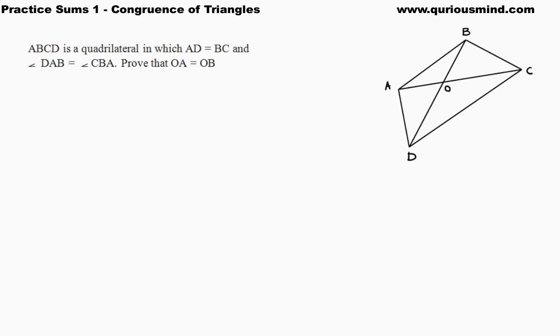So what is given? Let's talk about the givens. Given is this angle DAB is equal to angle CBA, this angle. Also given is AD is equal to BC. So let's prove that triangle DAB and triangle CBA are congruent. How do we prove that? We know AD is equal to BC.